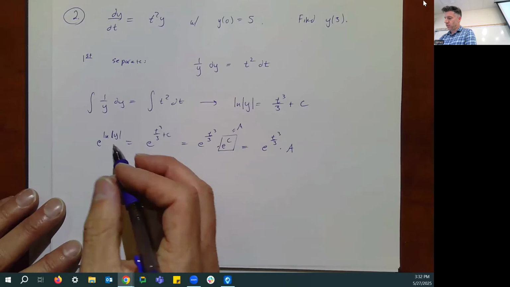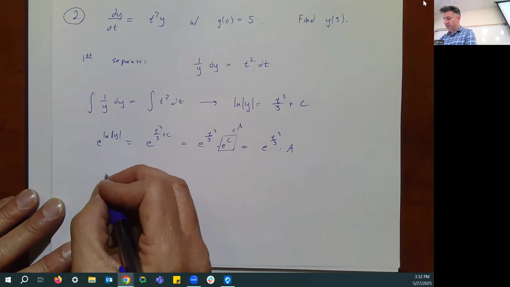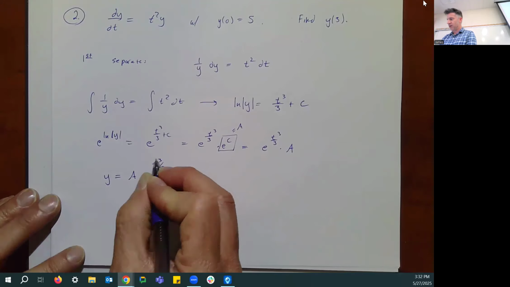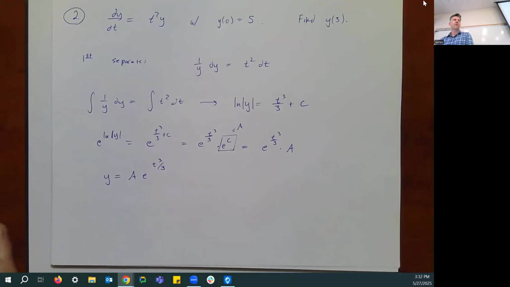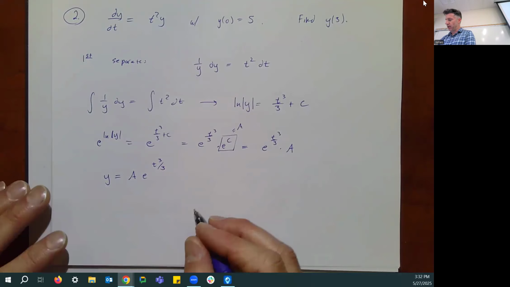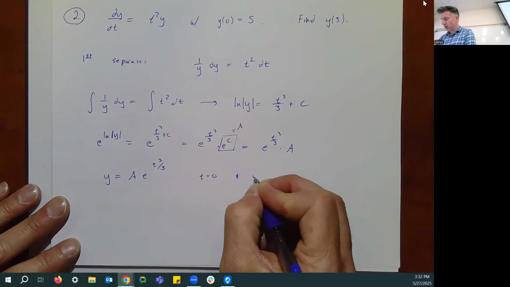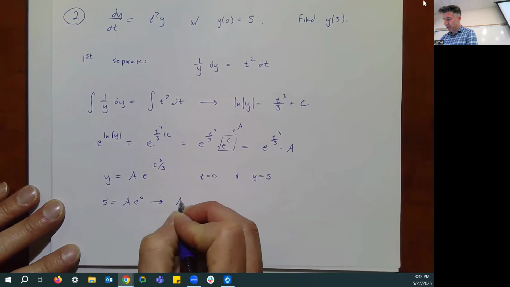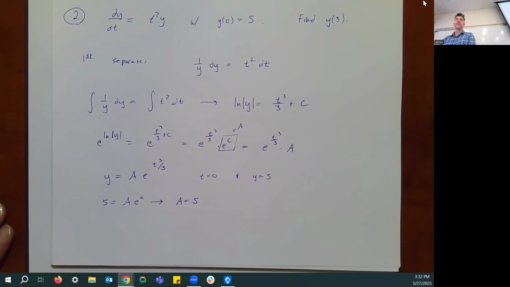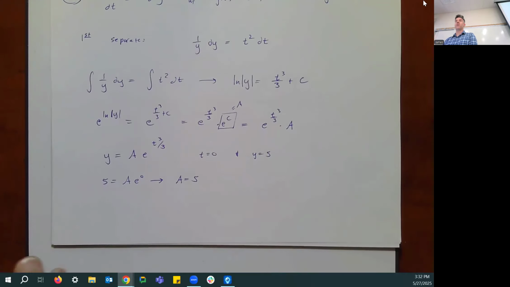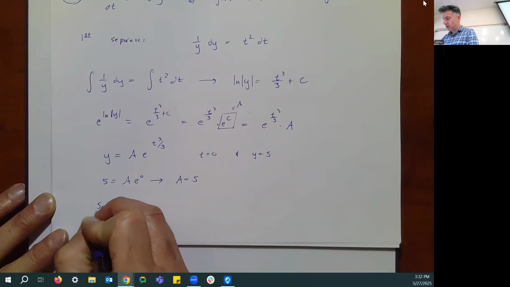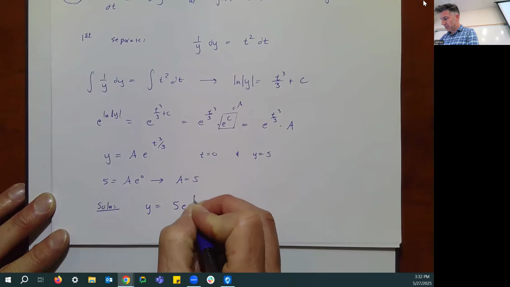So now we've got e to the natural log of the absolute value of y, and the absolute value does get to go away now, is equal to a times e to the t cubed over 3. And now it is much easier to find your constant a, because if you plug in t equal to 0 and y equal to 5, you're going to get 5 equal to a times e to the 0, which means a is just 5. So our particular solution to this differential equation, not the answer to the question, but the solution to the differential equation, is y is equal to 5e to the t cubed over 3.